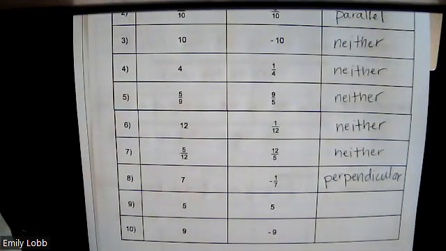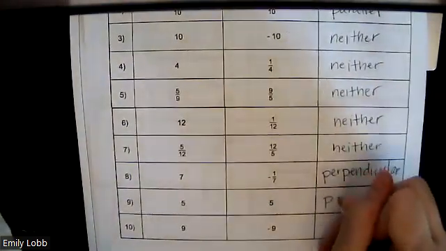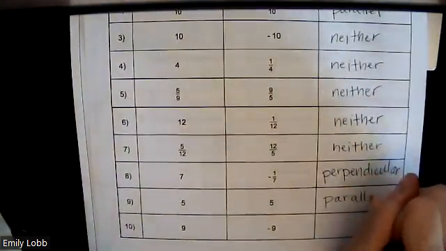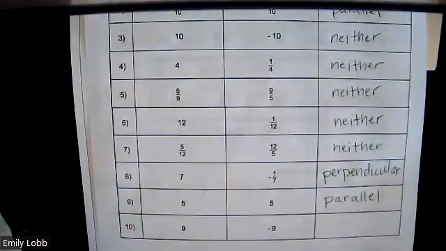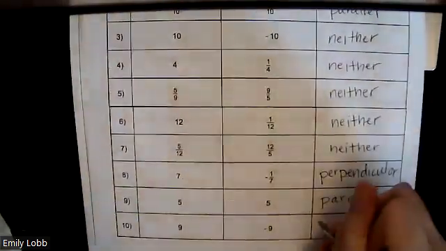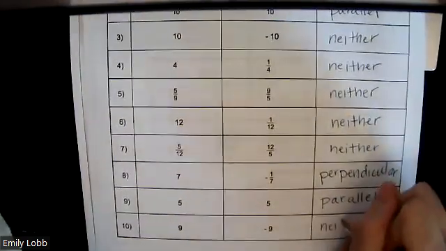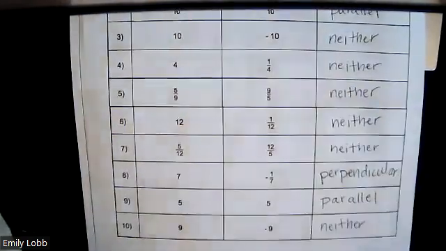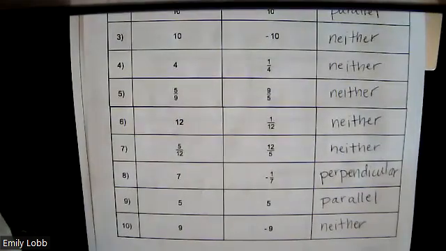5 and 5, those numbers are the same. So we can call those two lines with those slopes parallel. And these are just the opposite, not reciprocal. So these are neither. Do you see how that works? Does that make sense? Hopefully that's pretty straightforward.